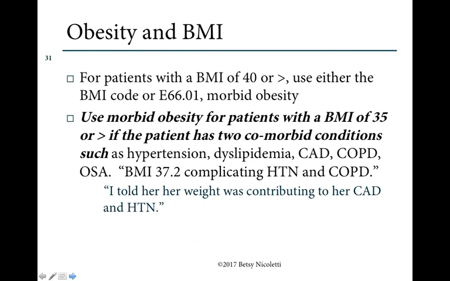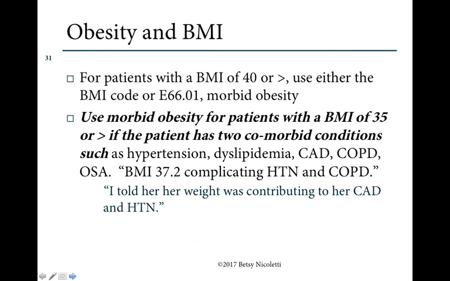Obesity and high BMI. So patients who have a BMI of 40 or greater, you can use either the BMI code, the specific Z BMI code, or E66.01, morbid obesity. It's another example of where it doesn't count twice. They're both in the same group. They have the same weight. So whether you used it once or twice, it wouldn't matter.